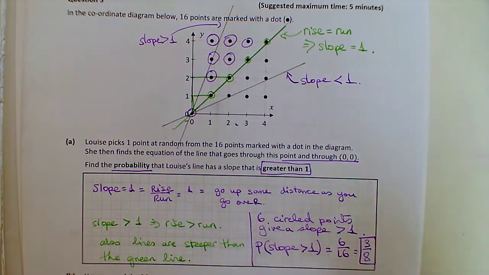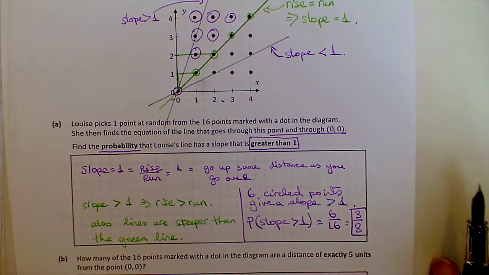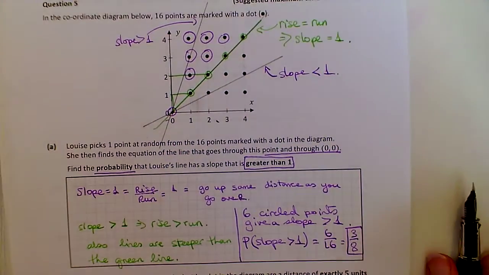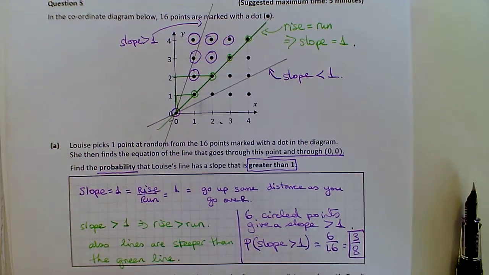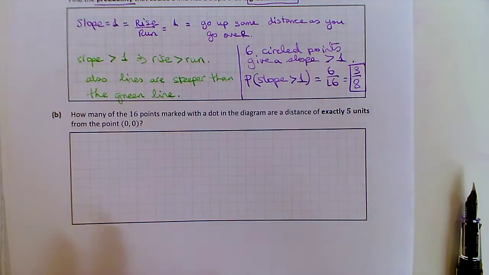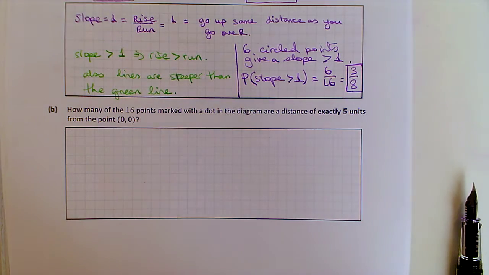In some ways, that was a very simple question, but in lots of ways it was really complicated. So this is what I was saying when I told you you would need to think about these questions, that they're different from what we've looked at before. Now, part B then is a bit more familiar maybe. How many of the 16 points are a distance of exactly 5 units from 0, 0?